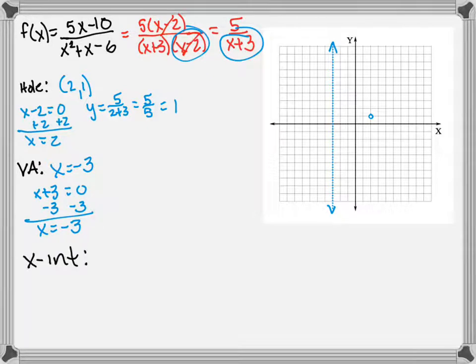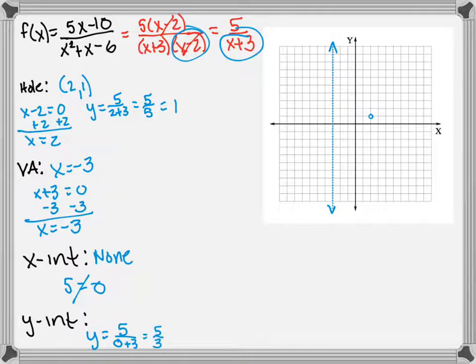For our x-intercept, we'll set the numerator 5 equal to 0, but 5 never equals 0, so that means we have no x-intercept. For the y-intercept, put 0 in for x, so y equals 5 over 0 plus 3, or 5/3. So we have a y-intercept at 0, 5/3, and we can plot that point.